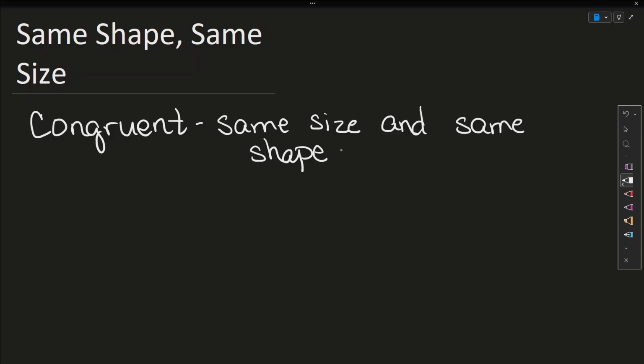A good question to ask students is, could I place one exactly on top of the other? If the answer is yes, the shapes are congruent. If not, then they are not congruent.